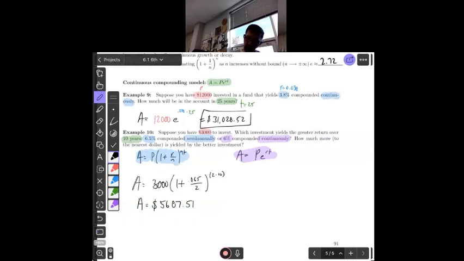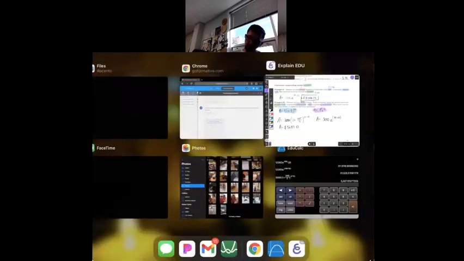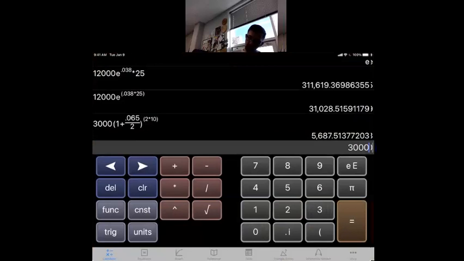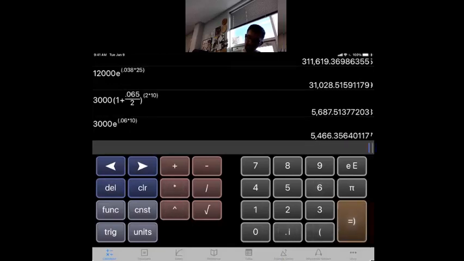Okay. Here I have A equals 3,000 e to the 0.06 times 10 years. So 3,000 e caret 0.06 times 10. I get $5,466.36.